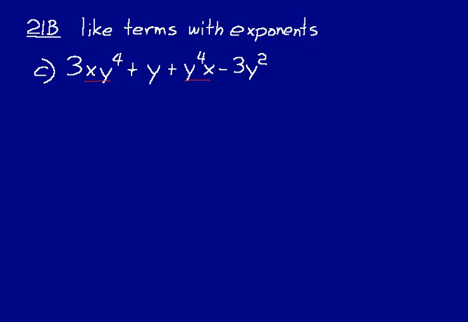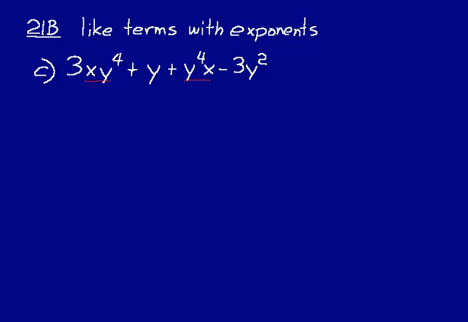Now the other two terms, the y and the y squared, would not be like terms because they are not to the same power. The first one is just y to the power of 1. The second is y squared. So we can't say that those are like terms because their powers are different. That's real important to understand. If their powers are different, they are not like terms, even though the variables are both y's.